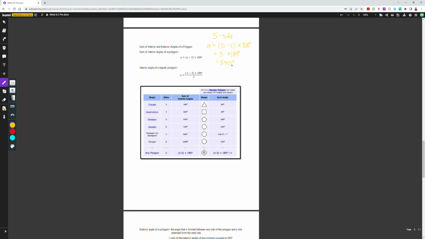Now, sometimes they might ask you, what is the interior angle of a specific vertex or corner of a regular polygon? So for example, let's take if this is a regular polygon, right? And they want you to find this specific angle. What we would need to do is, again, find the total interior angle and then divide it by the number of sides, right? So in this case, say I want to find the interior angle of a regular pentagon, right? Because a pentagon is 5 sides.